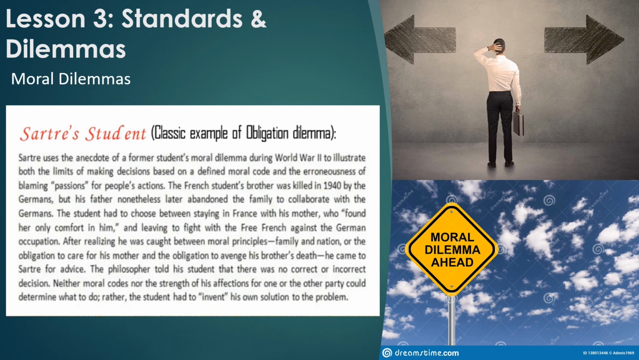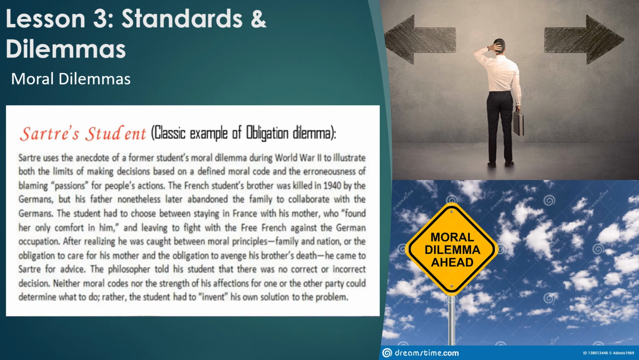It reads, Sartre uses the anecdote of a former student's moral dilemma during World War II to illustrate both the limits of making decisions based on a defined moral code and the erroneousness of blaming passions for people's actions. The French student's brother was killed in 1940 by the Germans, but his father nonetheless later abandoned the family to collaborate with the Germans. The student had to choose between staying in France with his mother, who found her only comfort in him, and leaving to fight with the Free French against the German occupation.